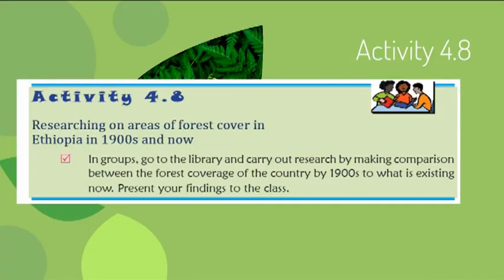Okay, it's time for another activity. This is activity 4.8. You'll be researching areas of forest cover in Ethiopia in the 1900s and now. So in groups, you go to the library and carry out research by making a comparison between forest coverage of your country in the 1900s and what it is now, and then present your findings to the class.